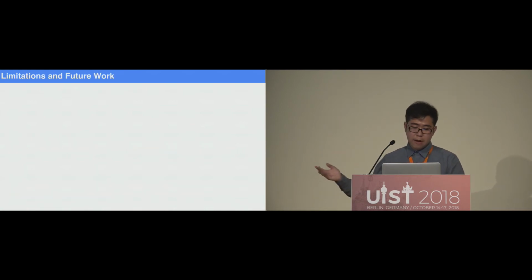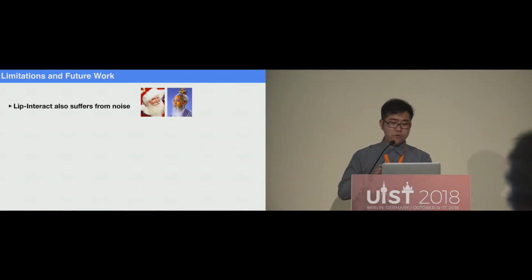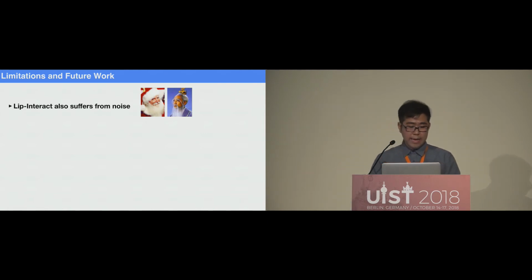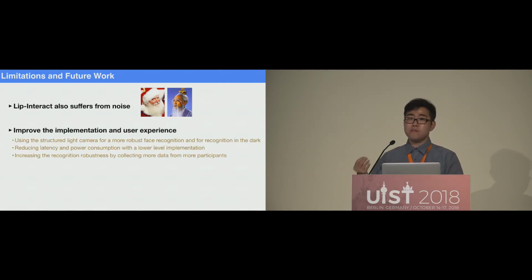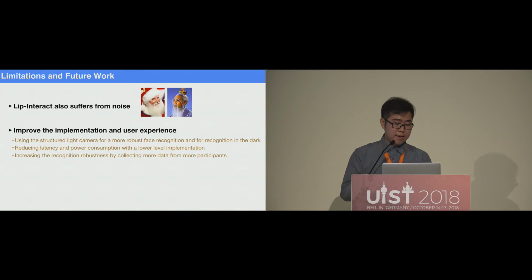And of course, our system still has a lot of limitations and room for improvement. First, Lip Interact has usage conditions. If you have a heavy beard, maybe this is not a good interaction technique for you. And there's a lot of work to do to improve the system performance, such as using the 3D camera for more robust recognition, reducing the latency, and increasing the recognition accuracy by collecting more data.